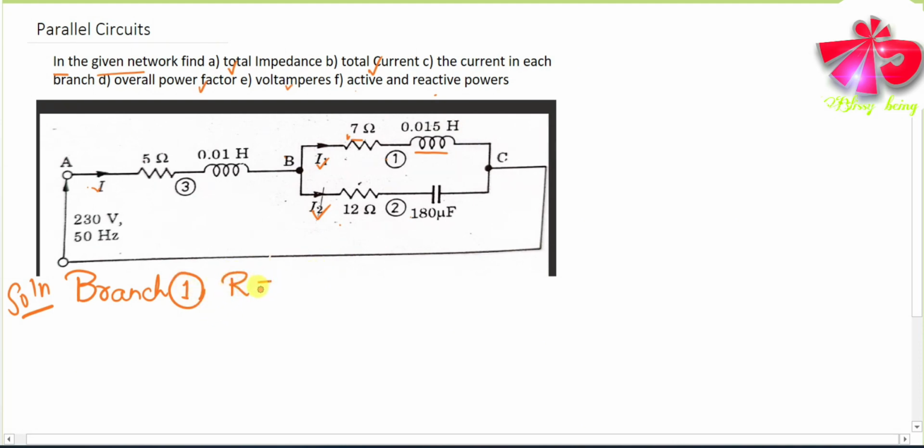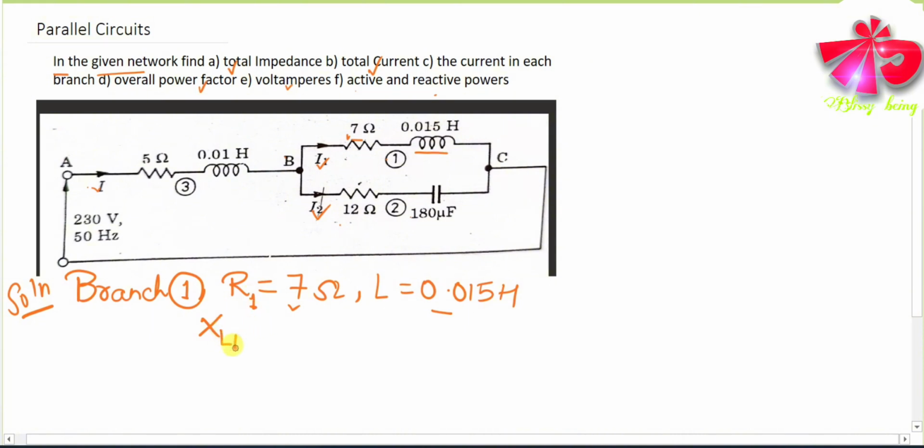So write, in branch 1 we have R, or since it's a parameter of branch 1, we can write R1 is equal to 7 ohm and L is equal to 0.015 H. You know that this one is in Henry and this one is resistance, and we need the inductor in inductive reactance form. That's why we have to identify the inductive reactance. Sometimes you are already provided with the inductive reactance. In such cases you need not find it. If not given, you have to find it.